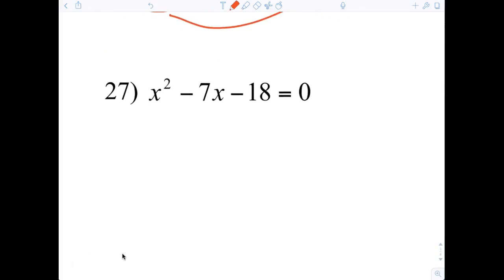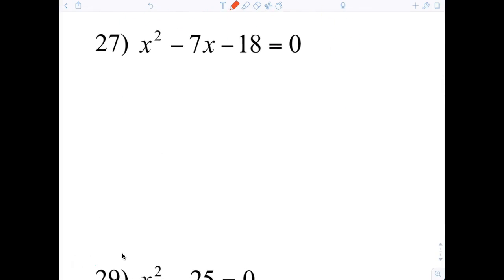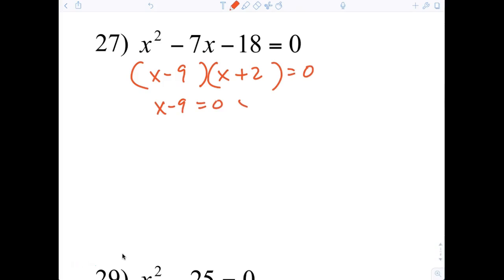Okay, so let's look at 27. For 27, that should have been an easy one to factor. Everybody should be able to just say that it was x minus 9 and x plus 2. And then from there, you're going to set the factors equal to 0. So x minus 9 is equal to 0, x plus 2 equals 0, so x is either 9 or x is negative 2.